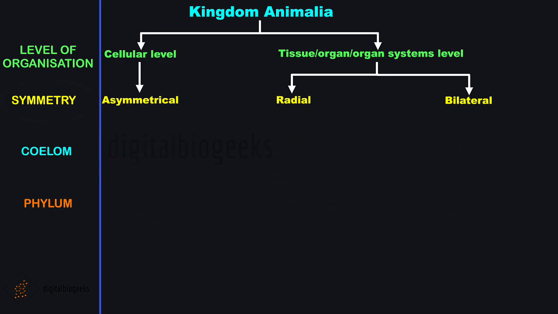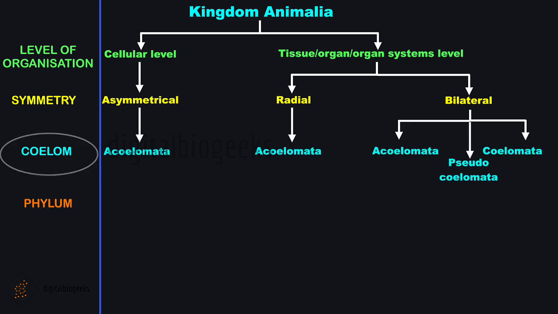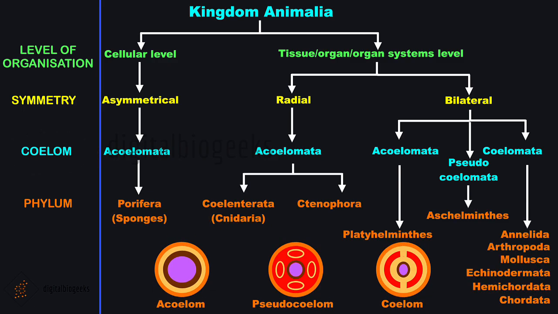Next is the presence of a body cavity or coelom. Coelom is a body cavity present in organisms that is lined by mesoderm cells. Mesoderm is a layer of cells that is formed during the development of an embryo. Based on the presence and absence of coelom, animals can be divided into 3: acoelomates, pseudocoelomates, and coelomate animals.